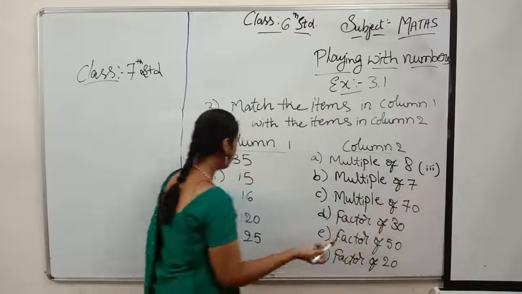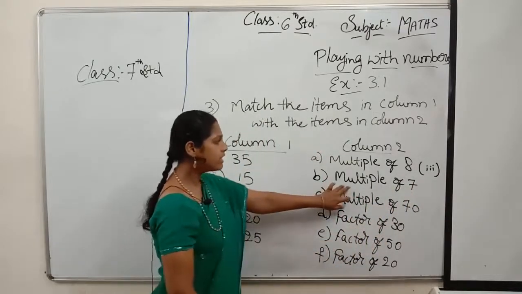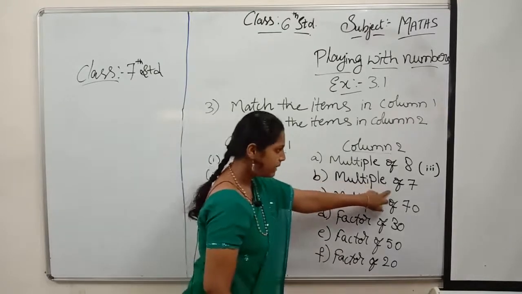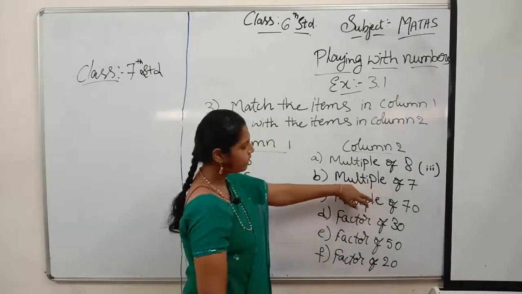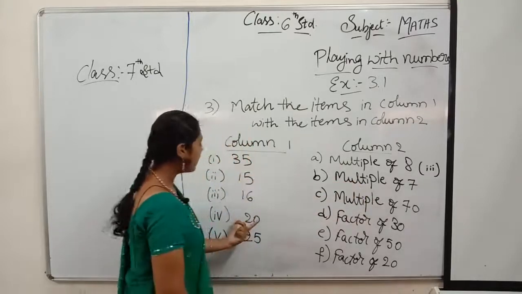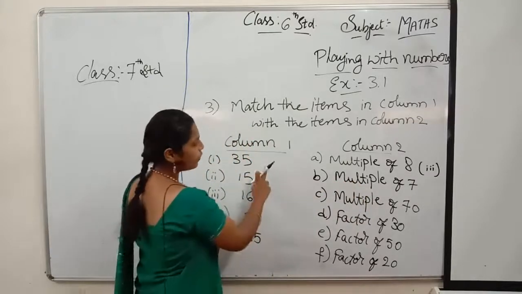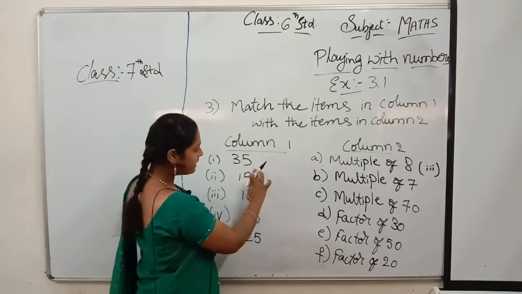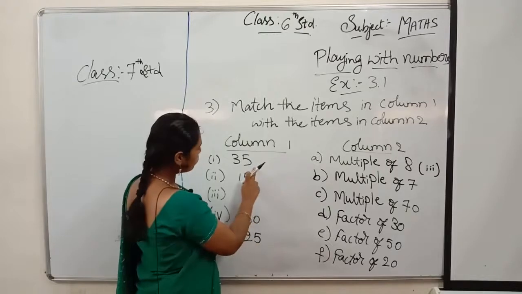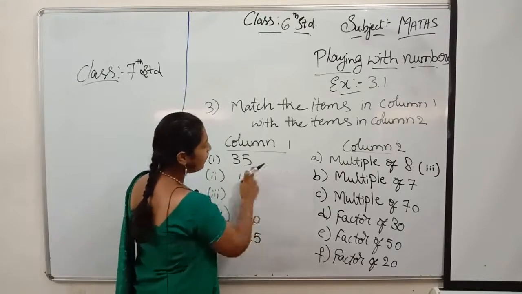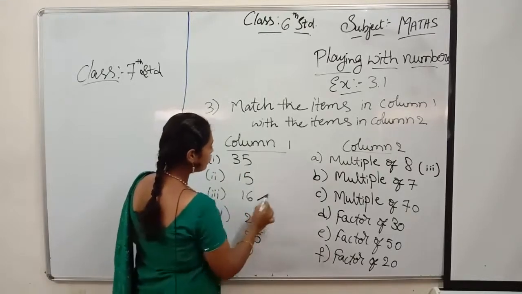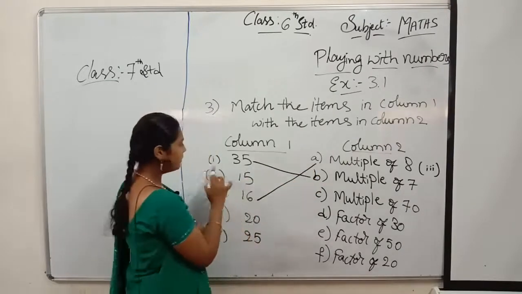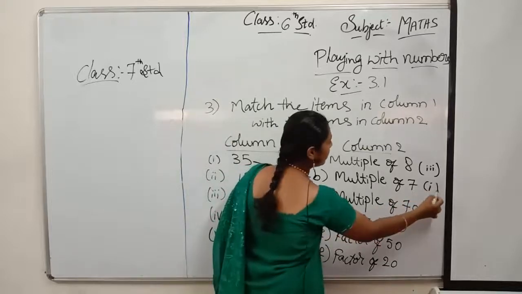Next, multiple of 7. Again the same. In the 7 table, multiple of 7 means 7 ones are 7, 7 twos are 14. We will check whether these numbers are there or not. Okay, 7 twos are 14, 7 threes are 21, 7 fours are 28, 7 fives are 35. Is there 35? Yes, it is there. So these two match. Next, these two, so we can write it against the first one, we can write here.